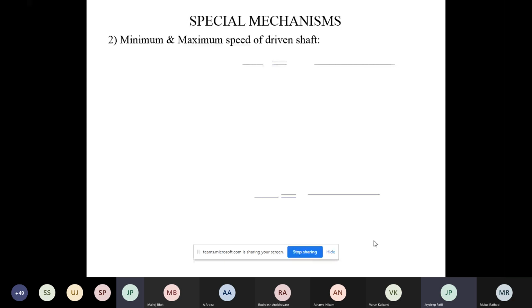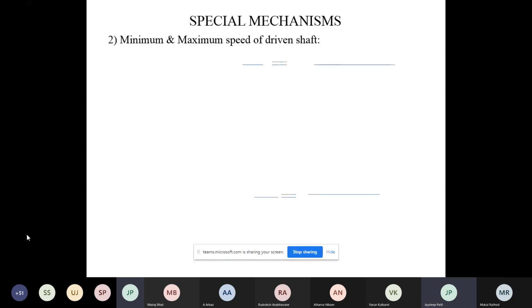Okay. Now the next point is the maximum and minimum speed of driven shaft. Actually, in the old syllabus there was a numerical on this hook joint. In the new syllabus there is no numerical. That time these terms are very important. Now you have to find out the minimum or maximum speed of driven shaft, or you have to find out the fluctuation of speed. Now only go through this formula. There is no numerical on this.